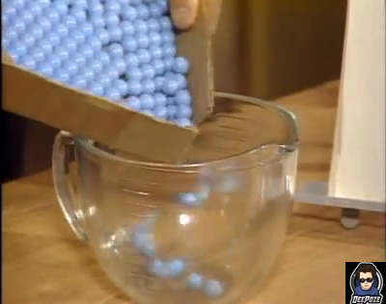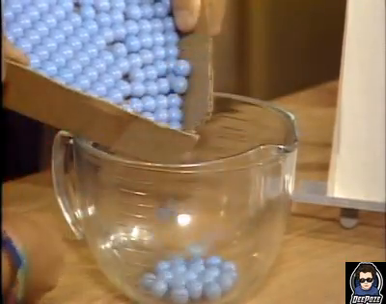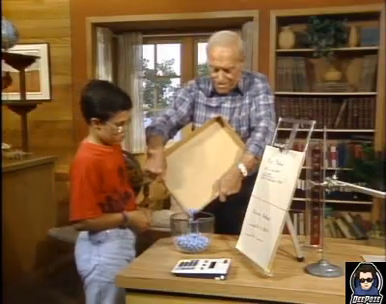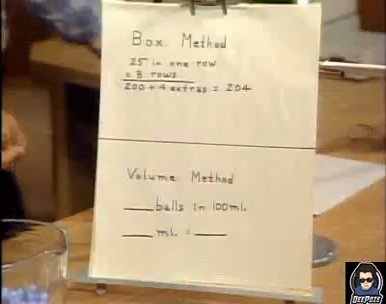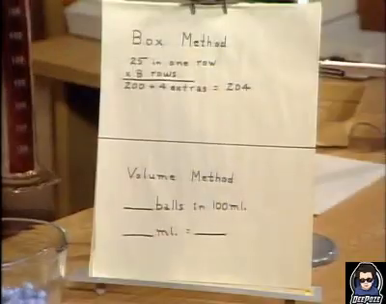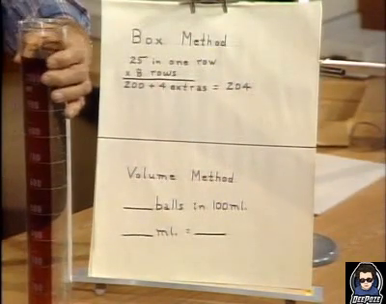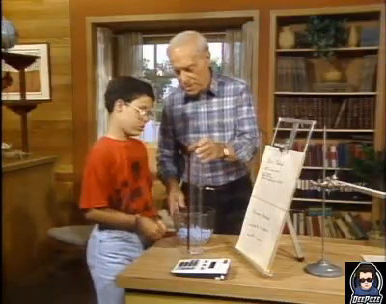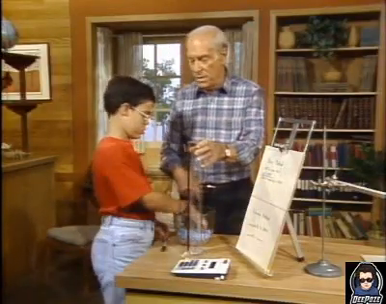And notice what the next one is. Yeah, it's the volume method. Okay, wait a minute. Well, there's the balls in 100 milliliters. Like that. So, yeah, like this. Since that's 100, it goes up to 1,000. Okay, so let's find out how many balls make a volume of 100.